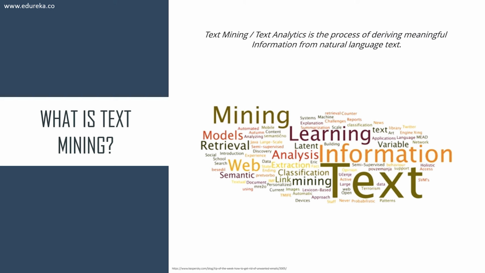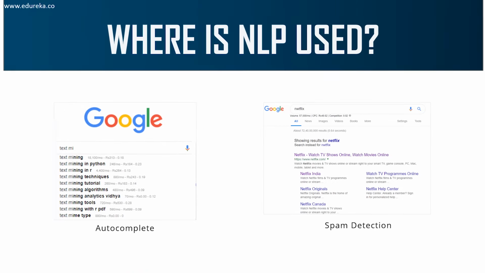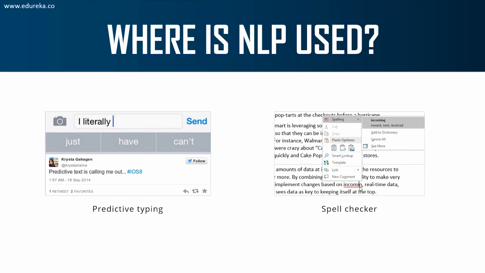Now let's understand where exactly do we make use of natural language processing and text mining. Now, have you ever noticed that if you start typing a word on Google, you immediately get suggestions, right? This feature is known as autocomplete. It will basically suggest the rest of the word to you. We also have something known as spam detection, right? Here's an example of how Google recognizes this misspelling Netflix and shows results for the keyword that matches your misspelling. Let me show you a couple of more examples. We also have predictive typing and spell checkers and features like autocorrect, email classification. So predictive typing and spell checkers, all of these are applications of natural language processing.